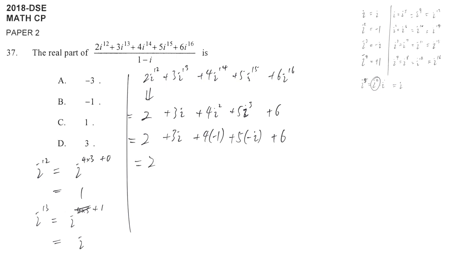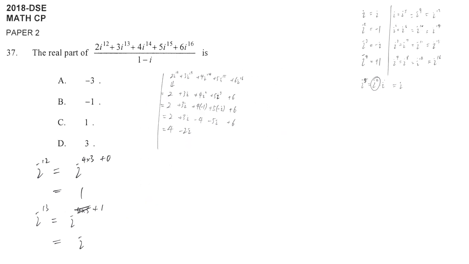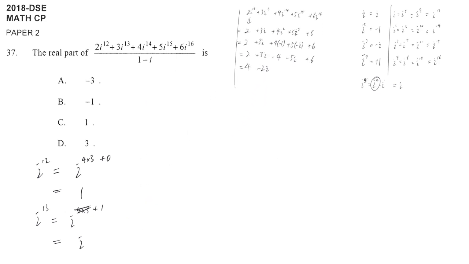So it is 4 minus 2i here. We successfully handled the numerator. And then after that, we are going to handle the denominator. Now the answer is equal to 4 minus 2i divided by 1 minus i.